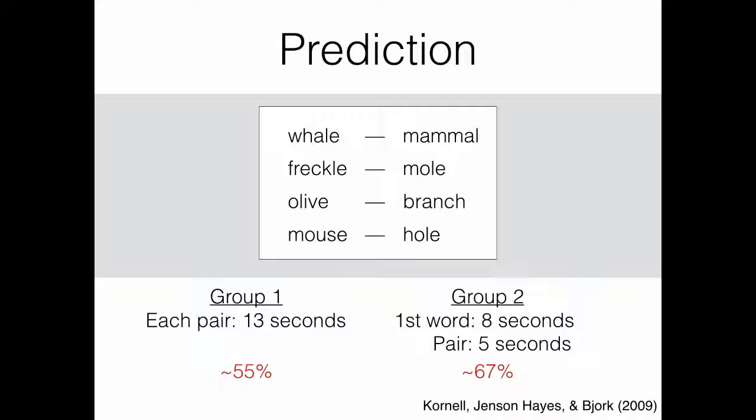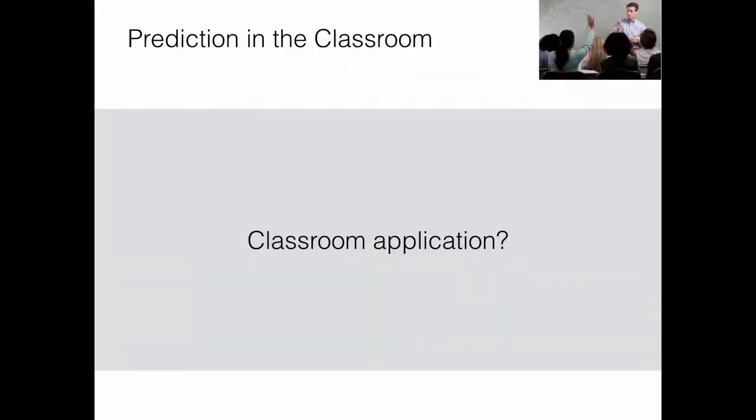Group 2 saw the pairs together for less time than Group 1, yet they outperformed Group 1. Even though they were totally guessing and guessing incorrectly that second word, the act of predicting helped them learn the pairs better. So, what does this tell us about students in our classrooms? Students will learn better if they are pre-tested on material, even if they get it all wrong. So, how might we apply this amazing effect to the classroom? See if you can come up with at least one idea before resuming this video.